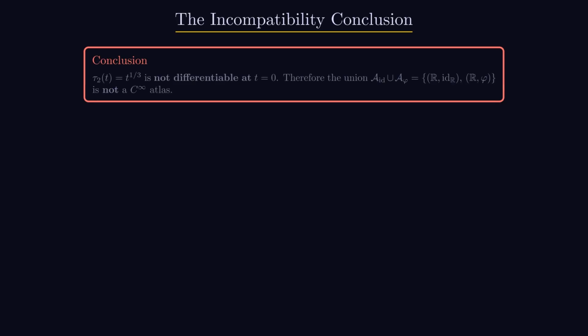The second transition map tau 2 of t equals t to the 1/3 is not differentiable at t equals 0, as the computation on the previous slide showed. The atlas definition requires that every transition map between overlapping charts be C-infinity. Tau 2 fails this requirement. Therefore, the union of A_id and A_phi is not a C-infinity atlas.